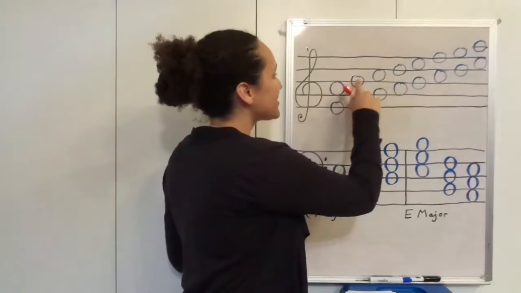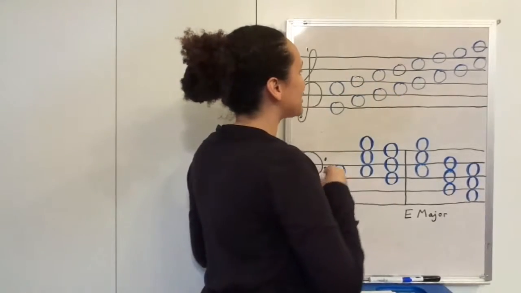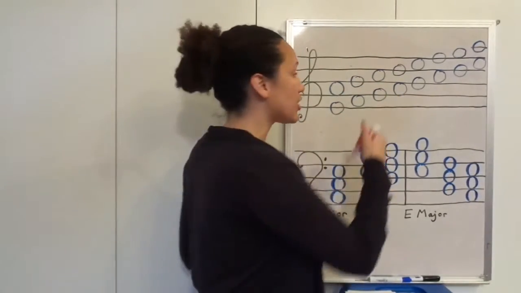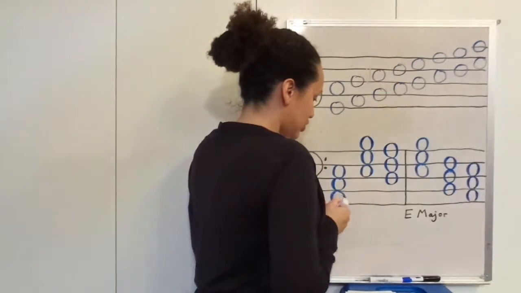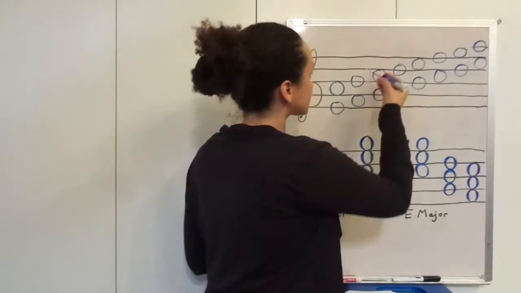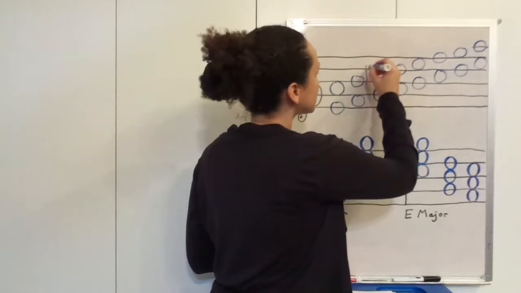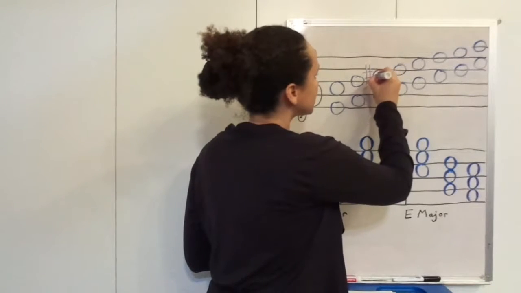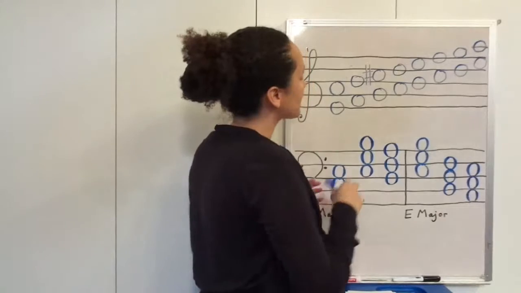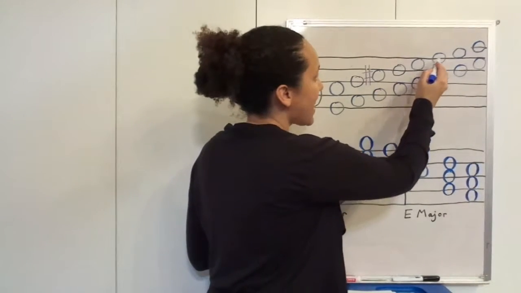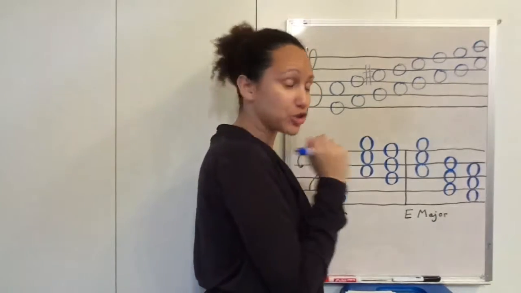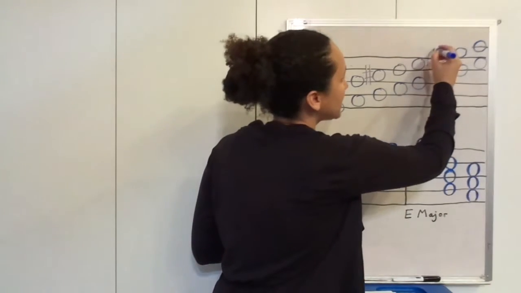There's our A, B, and there's our C. So it's F sharp, C sharp, so we fill that in. Let's change that. There we are. So our C sharp, D, E, F. Remember, F is our first sharp, so we add that one in.